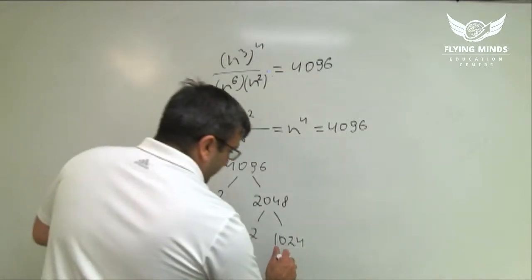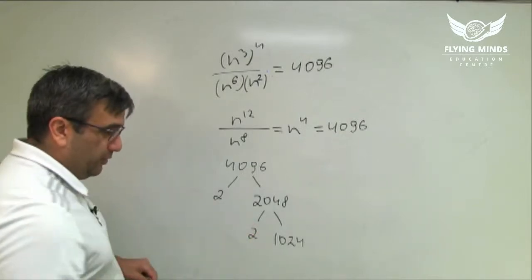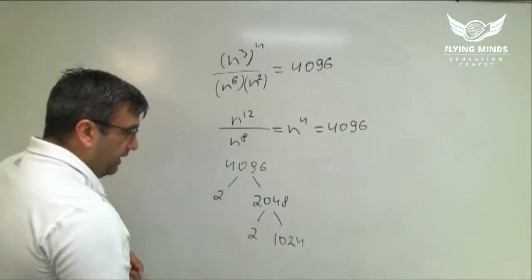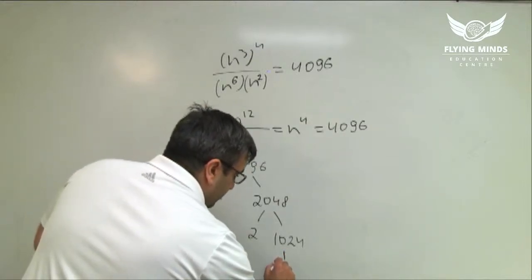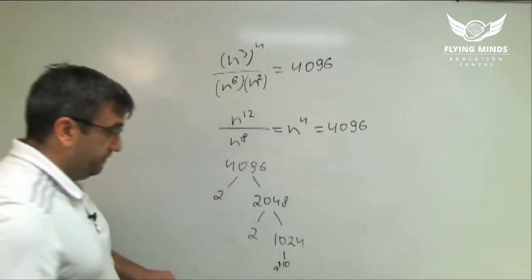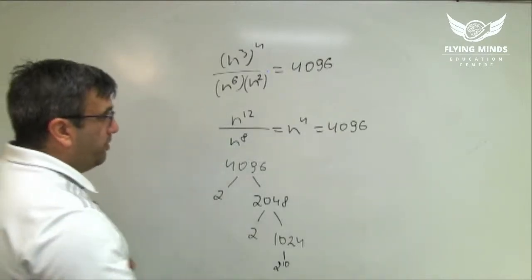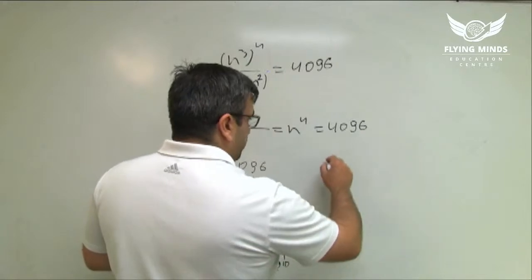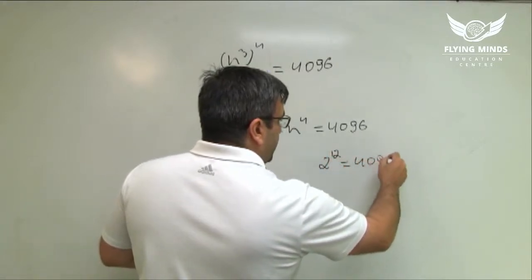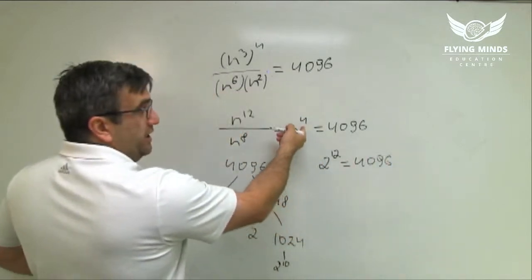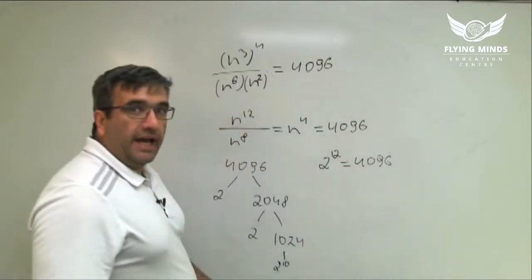So we can continue, right, down to do prime factorization, but this is 2 to the power of 10, right? So altogether we have 2 to the power of 12. 2 to the power of 12 equals 4,096. But we need it to be to the 4th, right? But again, we know exponent rules, right?